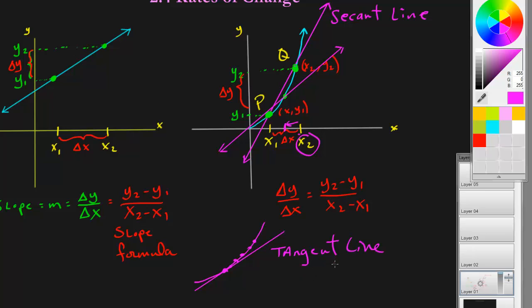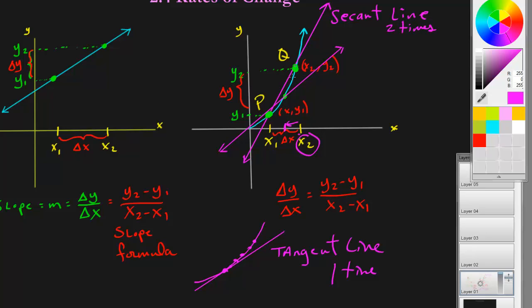Okay, a tangent line hits 1 time. A secant line hits 2 times. It intersects 2 times. A tangent line hits it once.